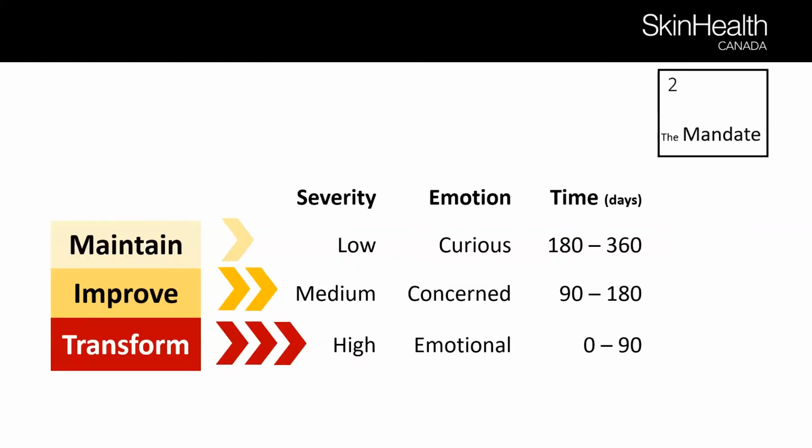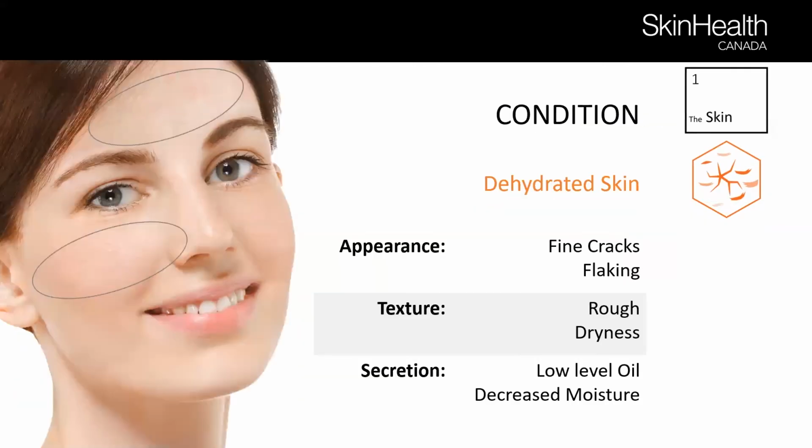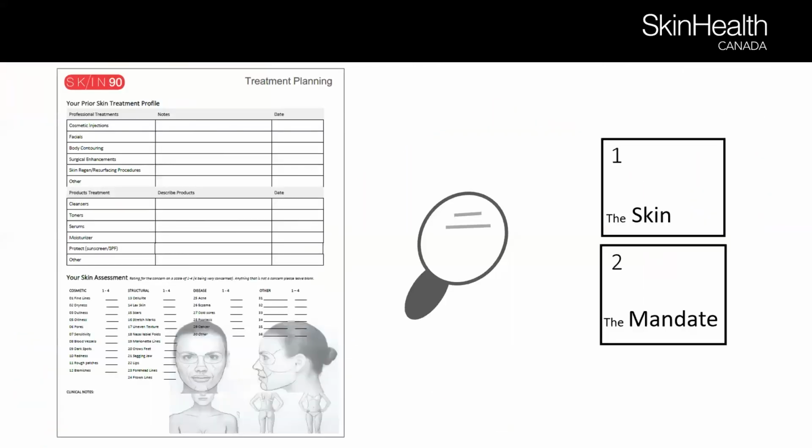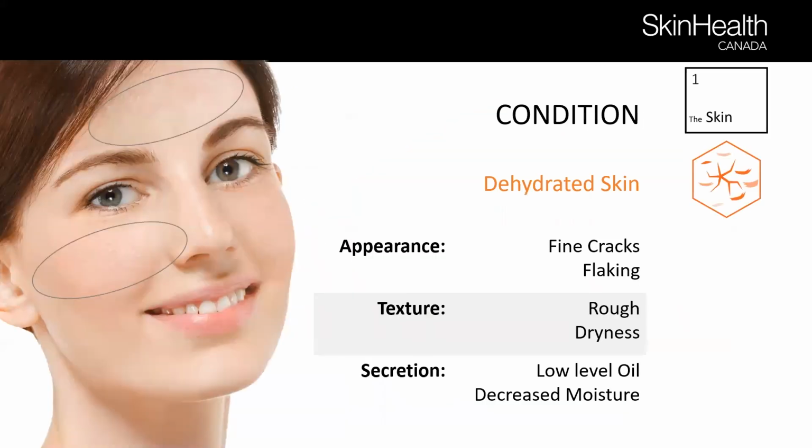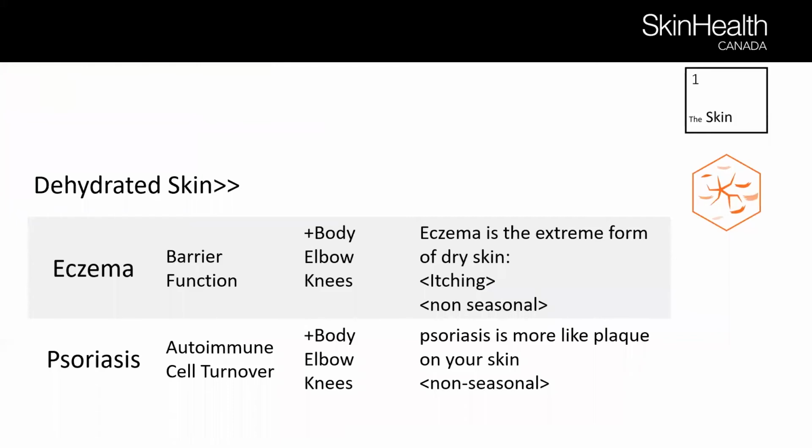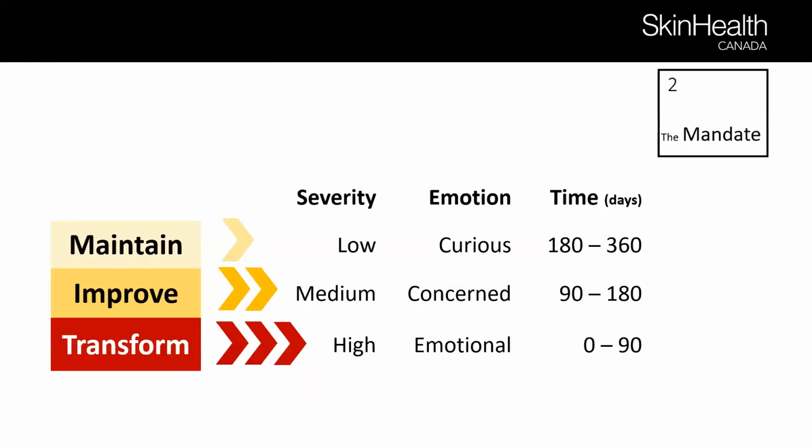So I wanted to talk a bit about the mandate. When we were talking about this process, we're talking about what's the prior skin treatment profile and what's the skin assessment. What's really important here in using the mirror is we're also trying to understand the mandate. So despite what's happening with the skin and what we see happening with the skin, how does that person feel about their skin, and what are they looking to achieve, and over what period of time? And this is really important in the planning process, to establish what the mandate is.